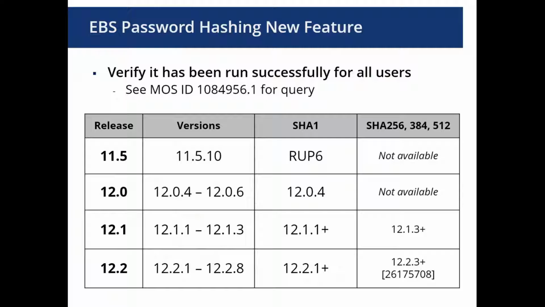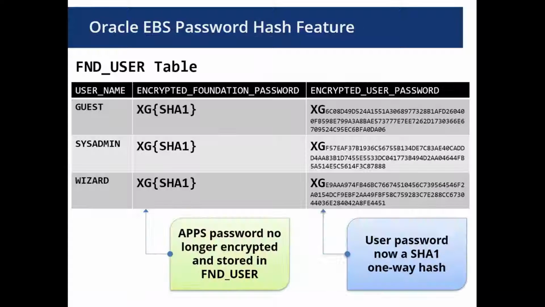Different versions support different versions of SHA. All versions support SHA-1. If you're on 11.5.10, you have to apply at least RUP 6, and you can support the SHA-1 hashing. 12.0.4 and above support the password hashing. But again, the more robust hashing is not available in 11.5 or 12.0. For 12.1 and 12.2, if you're on at least 12.1.3 plus or 12.2.3 plus and you apply the appropriate patches, you can then upgrade the hashing to a more robust hash.